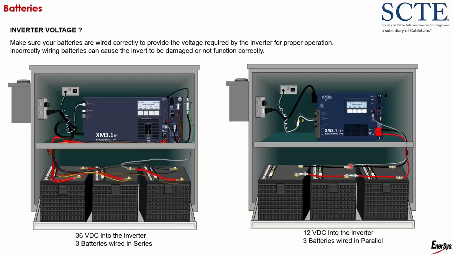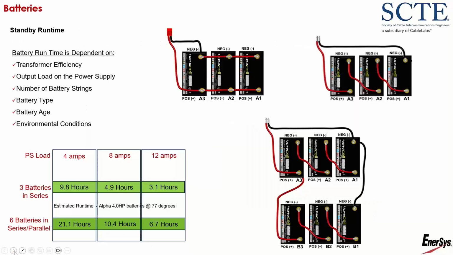On the right side of the screen, that little power supply has a 12 volt inverter. I have 3 batteries hooked up to it, but they're wired in parallel, meaning positive, positive, positive, negative, negative, negative. When I wire batteries in parallel, the voltage stays the same. So you don't want to hook up the series wired batteries to that 12 volt inverter because it would damage it. And if you hook up the parallel wired ones to the 36 volt inverter, it's not going to have enough voltage to operate.